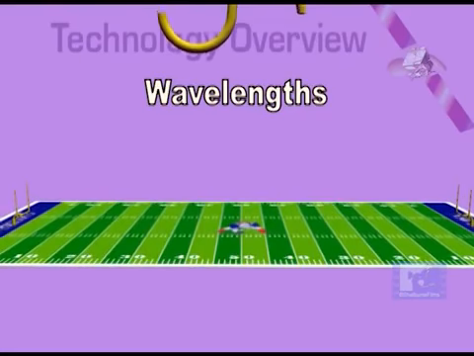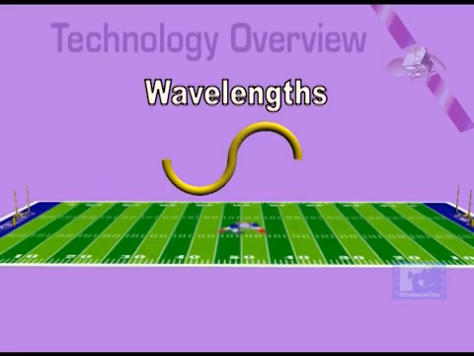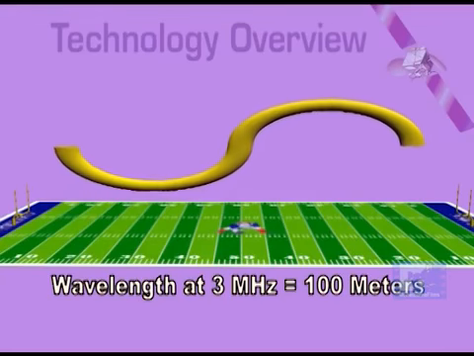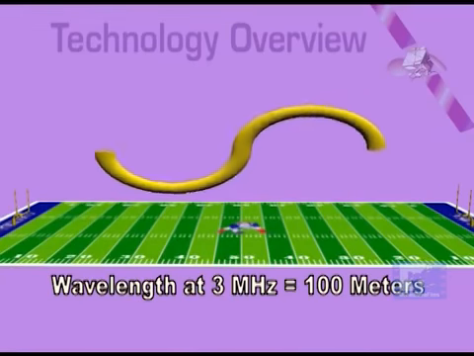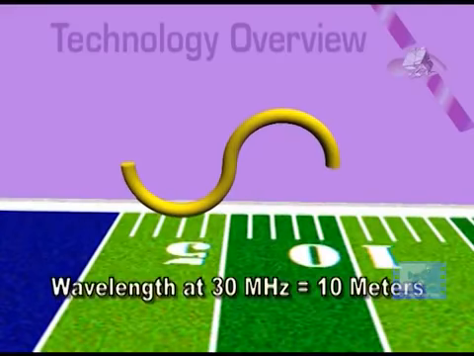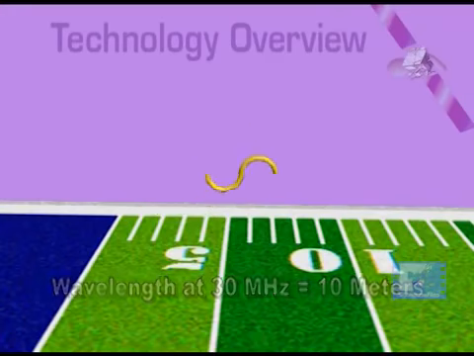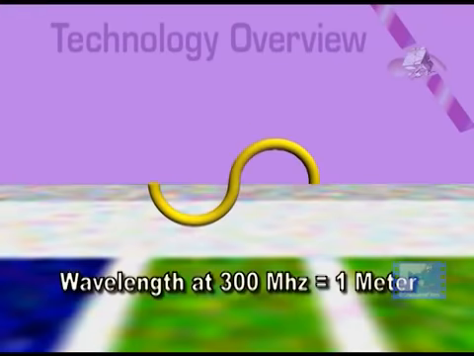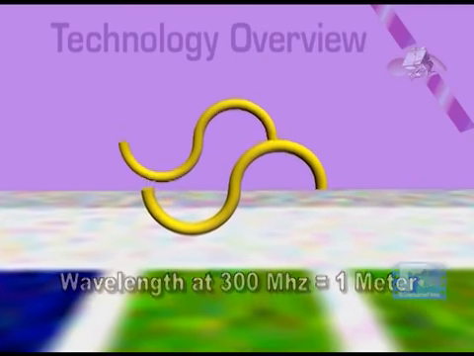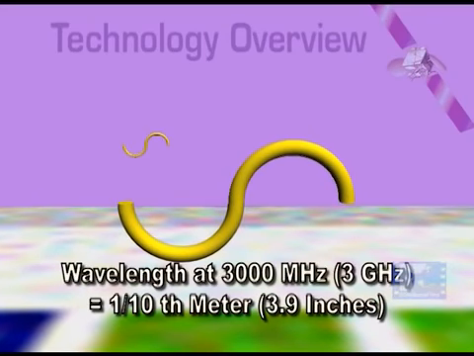Each frequency has a specific wavelength, which is the actual distance that the radio wave travels during one complete cycle. The higher the frequency, the shorter the wavelength. The most efficient way to capture any radio signal is to use an antenna with physical dimensions that are a multiple or submultiple of the desired signal's wavelength.